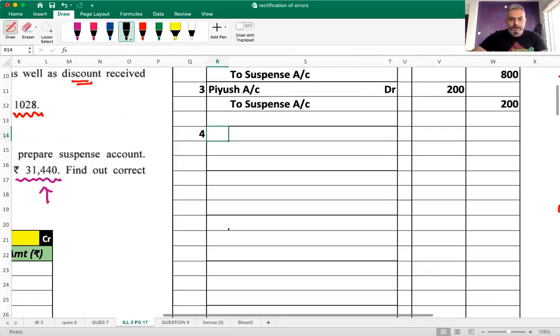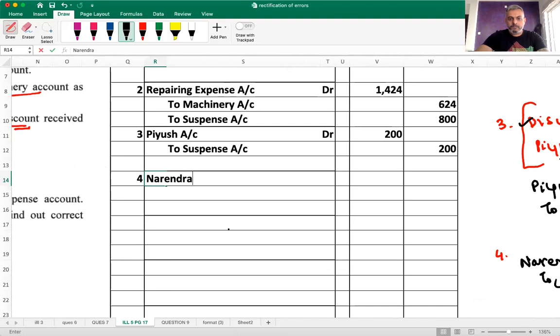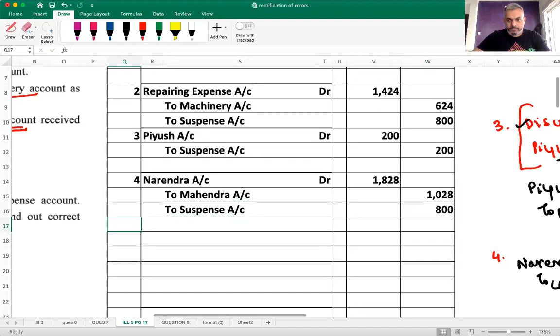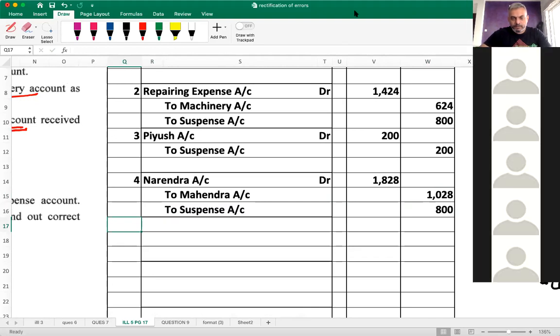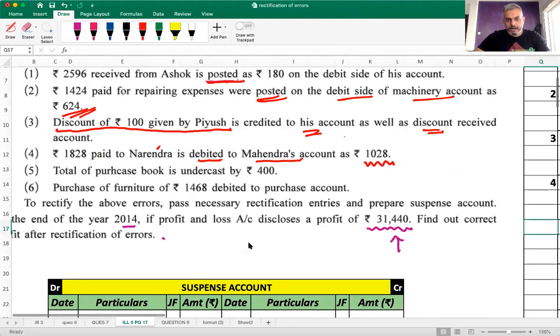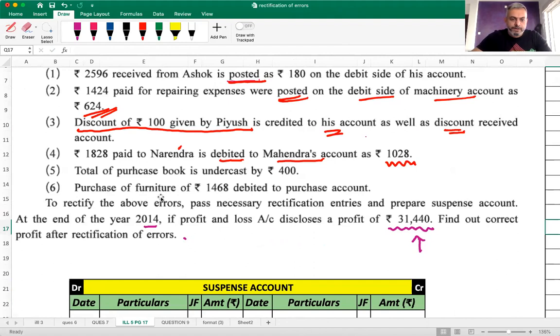So let's write: Narendra account debit 1828 to Mahindra account 1028 and to suspense account 800. Does anyone have any doubt? No, sir. Okay. Now, the fifth one is very simple.